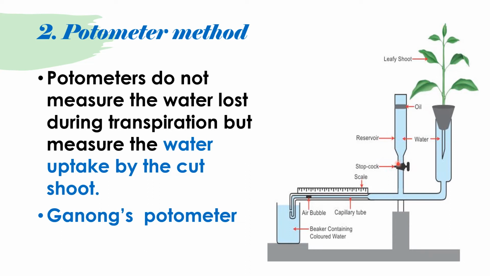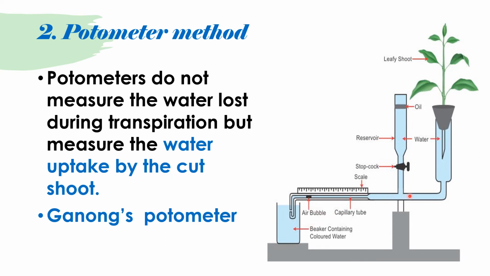An air bubble is introduced into the horizontal graduated capillary tube. Here you can see this is the air bubble, which is dipping into the beaker containing water. How can we introduce this air bubble? By lifting the bent capillary tube above the colored water so that air may be sucked in due to suction pull, and it is again dipped into the water.